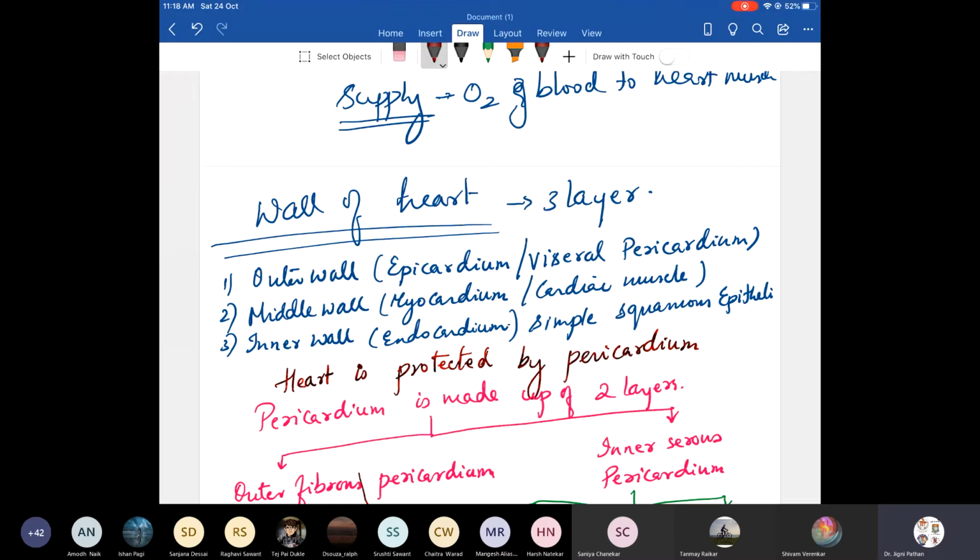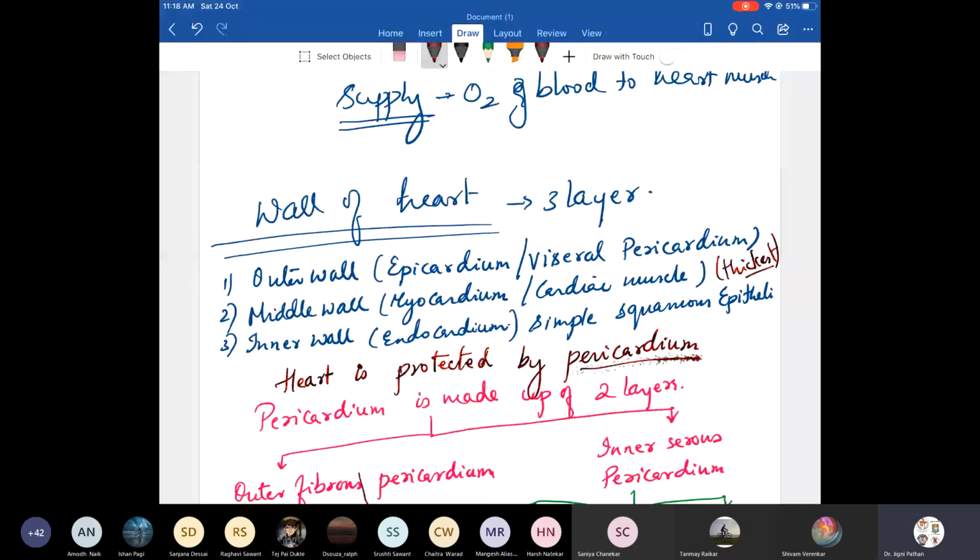Now, among the outer wall, middle wall, and inner wall, which is the thickest one? Look into the diagram and tell me which is the thickest one. Very good, yes. Myocardium. It is myocardium. This is the thickest wall. Important question. Thickest wall.